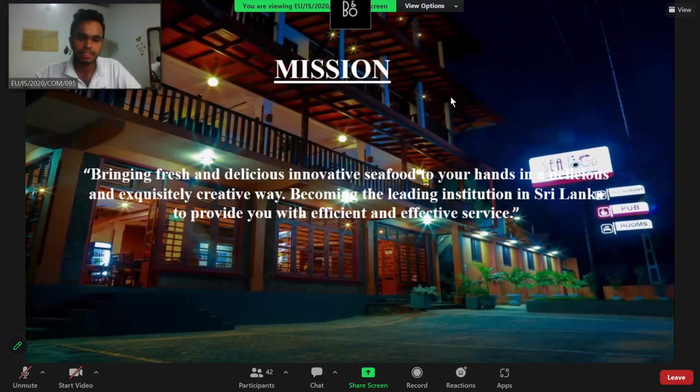Our mission is fresh and delicious, innovative seafood, served in a delicious and creatively executed way, becoming the leading institution in Sri Lanka to provide you with efficient and effective service. Mission is what is being done in the present to achieve the organization's long-term goals. The vision statement describes what the seafood restaurant is doing today as a company to be Sri Lanka's most culinary restaurant, providing consumers with fresh and delicious seafood through creative methods. The company has displayed its vision and mission for its employees and customers to know.